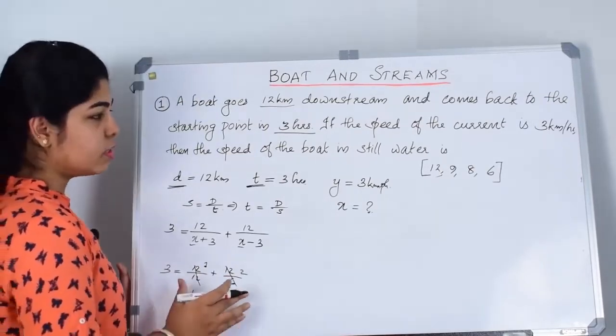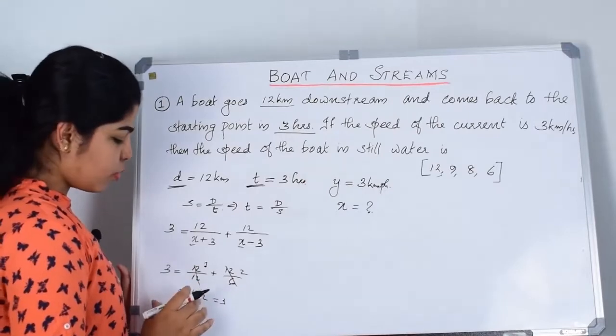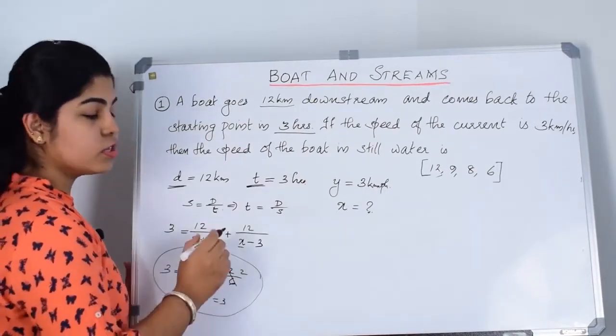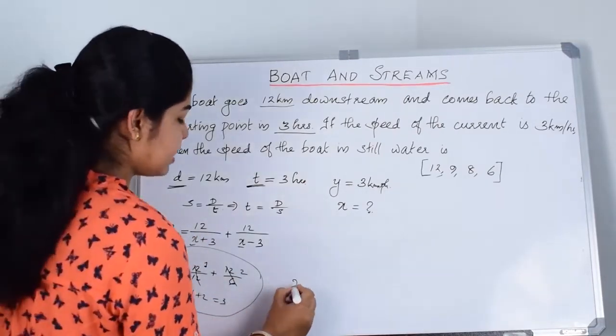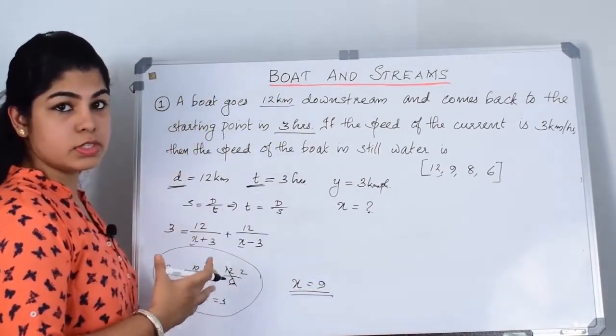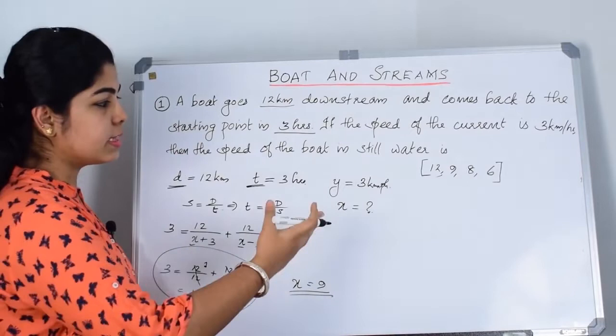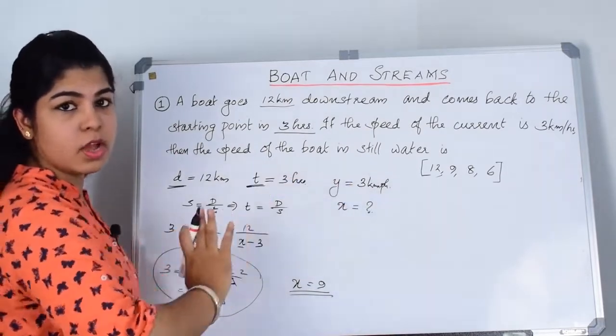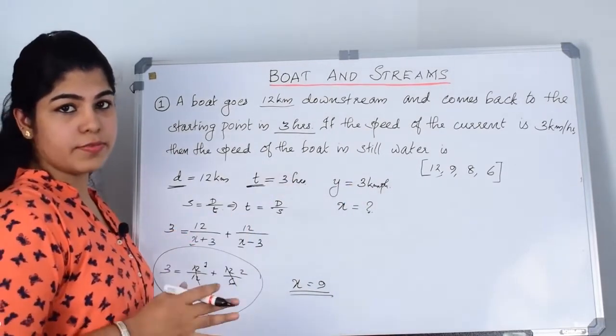So here see the option 2, that is x equal to 9 will satisfy in this equation. So our answer is x is equal to 9. So you can solve these type of questions within seconds by applying this method, that is by taking from the options. So now let us see one more example.